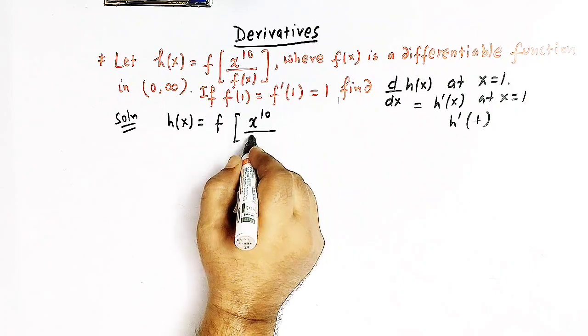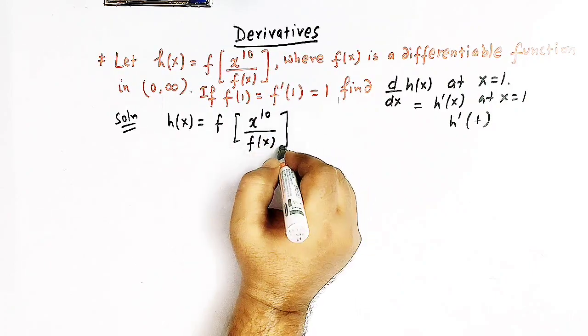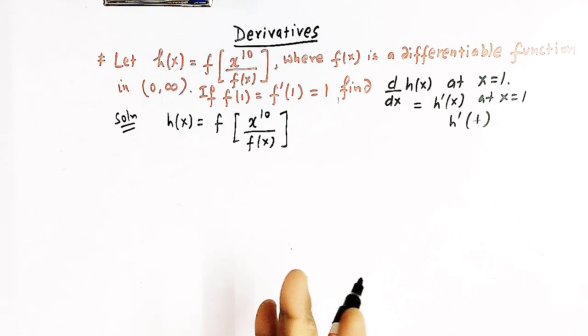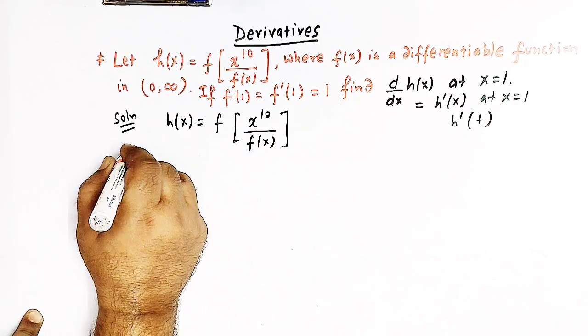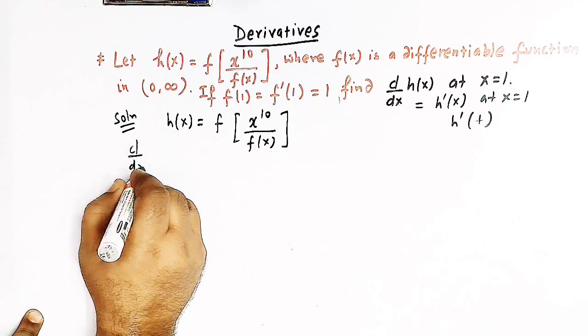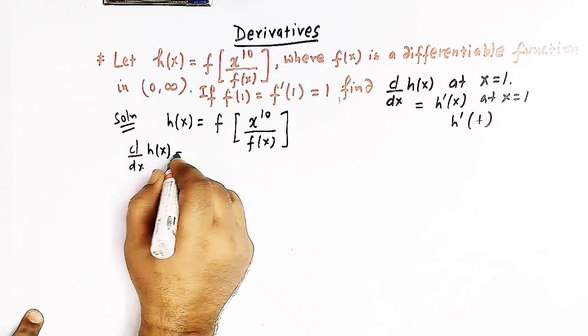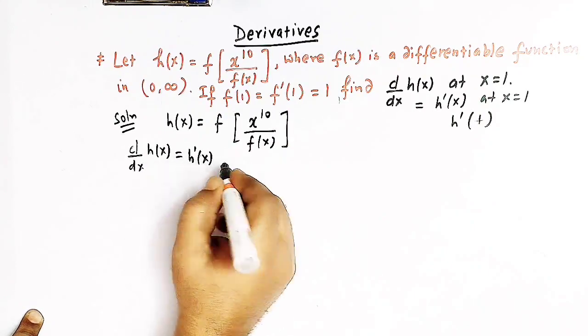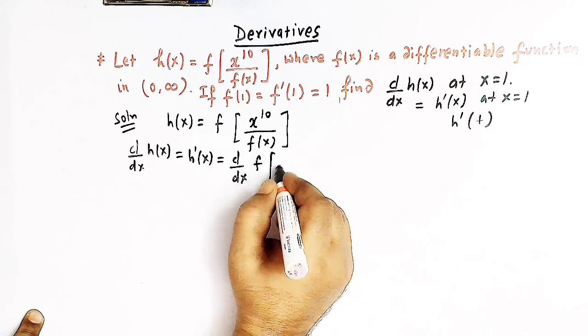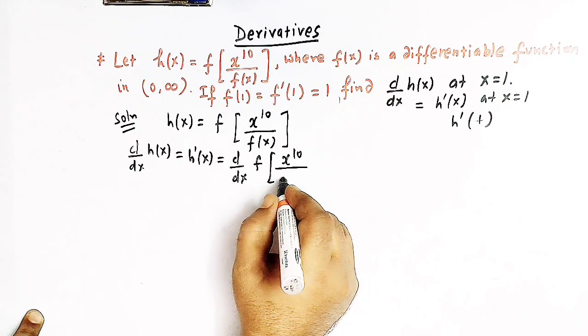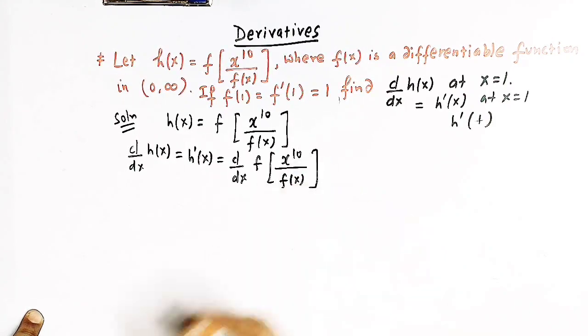Here we'll make use of the chain rule and the formula for finding the derivative by using the quotient rule, right? So let us start. Let us differentiate both sides with respect to x. So we have d by dx of h of x, which is h prime of x, and here we have d by dx of f of x raised to 10 divided by f of x, right?